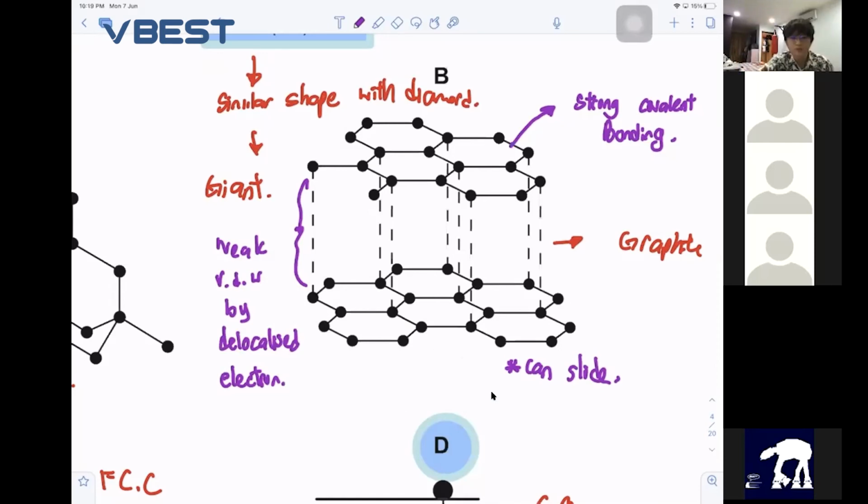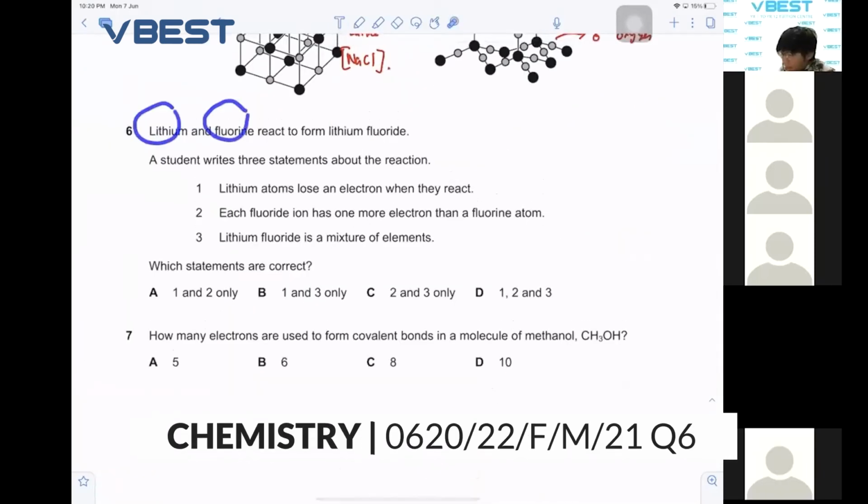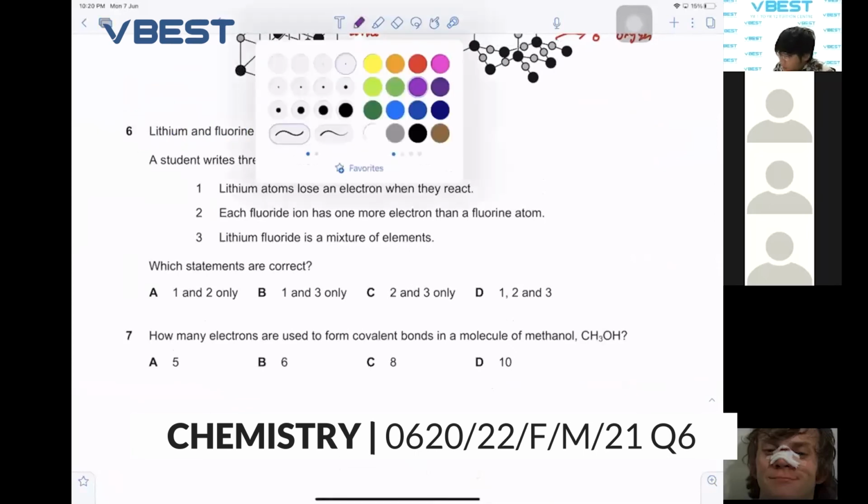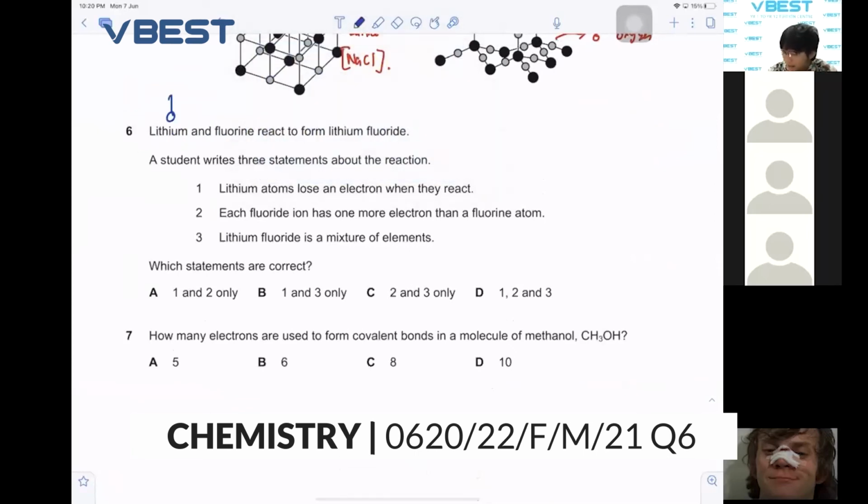Okay, cool. Okay, number 6. Lithium and fluorine react with each other. This is a story that Ryan will never get. It's a male and a female, and they form lithium fluoride, a couple. A story that Ryan will never get.